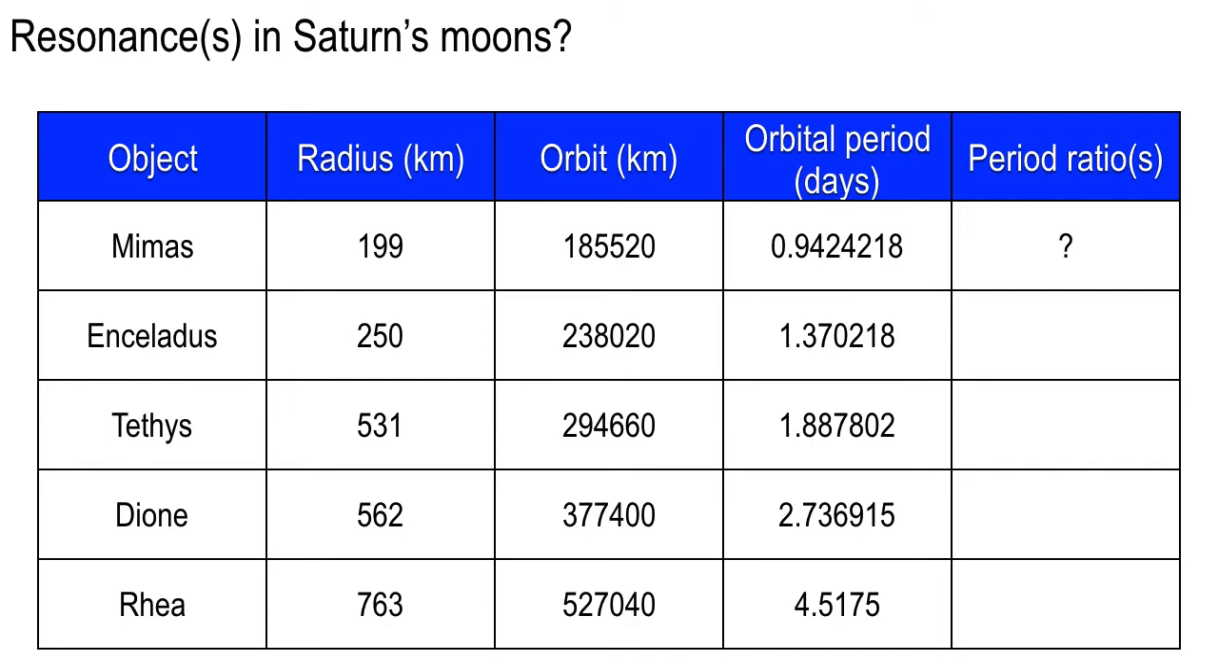Here, Dione and Enceladus. 2 point, yeah, that looks about right. Can somebody check that? What's the fraction? Dione divided by Enceladus. What do we get on that?